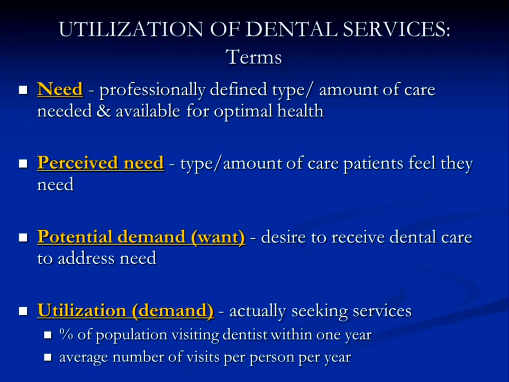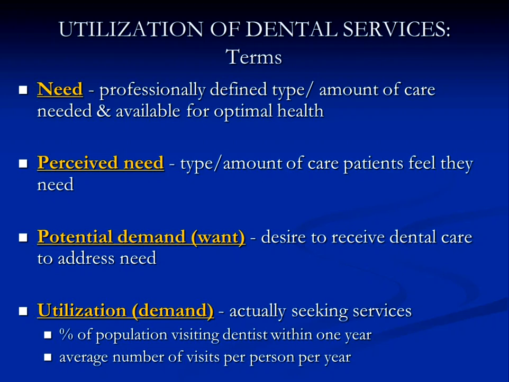So for instance, a patient comes in and they want dentures, and they want all their teeth extracted and they want dentures. But once you do your assessments, all you find is that maybe they need a few restorations, maybe they need a couple of root canals. So they don't have to go to the extreme of getting all extractions and getting dentures. So that's kind of a difference between perceived need versus need.